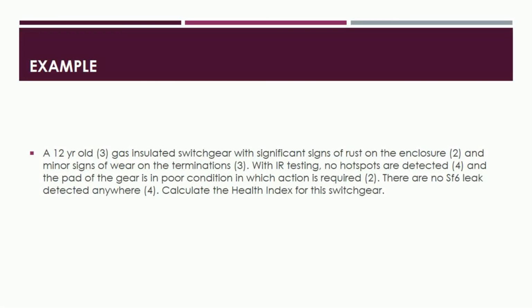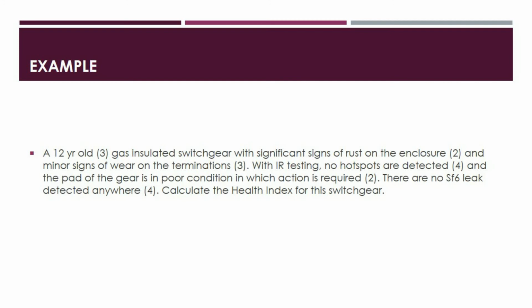So let us go over an example. A 12-year-old gas insulated switchgear, which we gave a rating of 3 for age, with significant signs of rust on the enclosure, which we gave a rating of 2, and minor signs of wear on the terminations, which is a rating of 3. With IR testing, no hotspots are detected, which we gave a rating of 4. And the pad of the gear is in poor condition, in which remedial action is required, for which we gave a rating of 2.